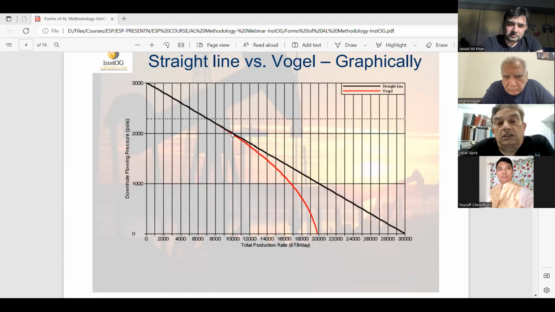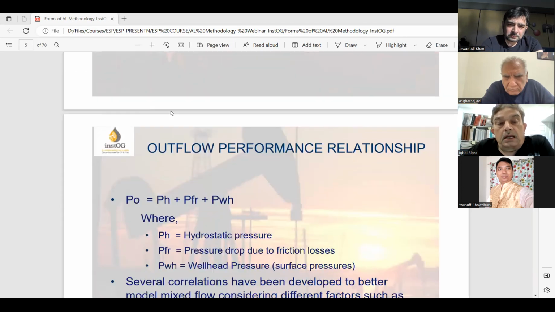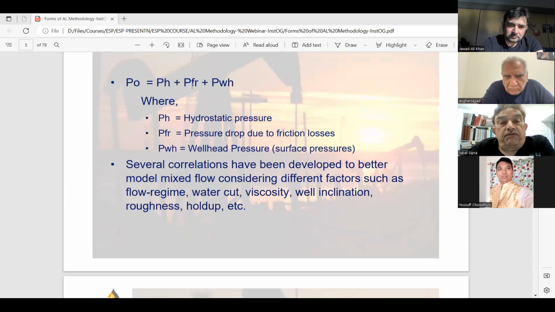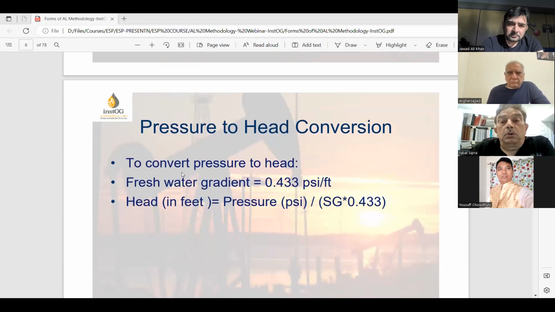From here onwards, this is above bubble point pressure. It goes straight to the surface, to the wellhead. Here, PO is PH plus PFR plus PWH, where PH is hydrostatic pressure, PFR is pressure drop due to friction losses, and PWH is wellhead pressure. Several correlations have been developed to better model multiphase flow, considering different factors such as flow regime, water cut, viscosity, well inclination, roughness, and holdup.